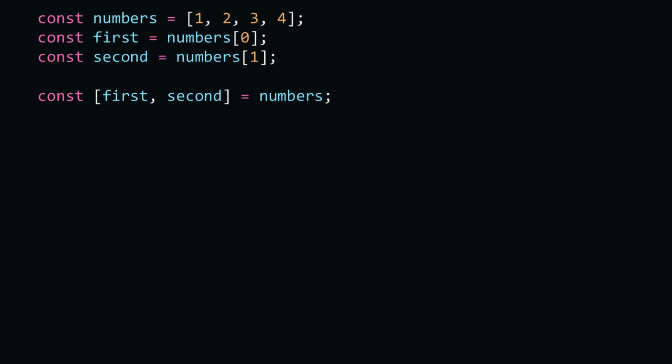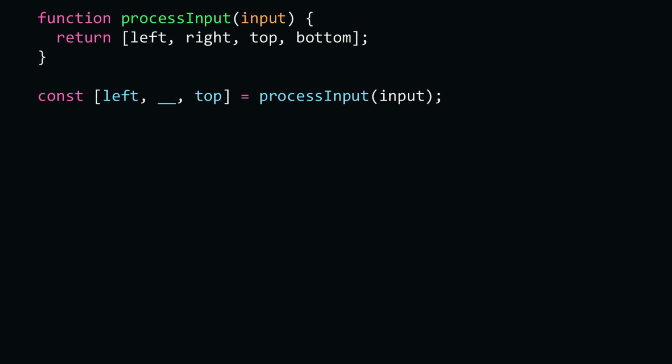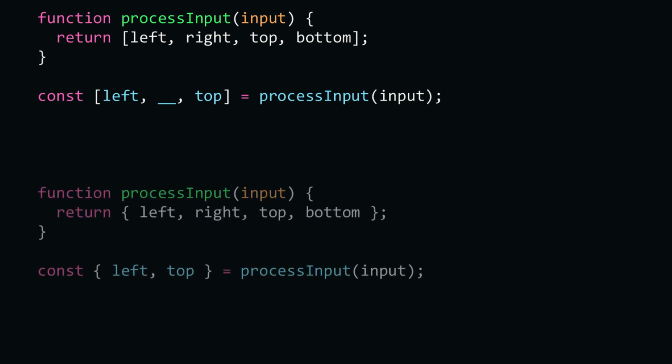Lastly, when returning multiple values from a function, object destructuring is preferable to array destructuring. This is because object properties do not have a fixed order. Consider this bad practice. The caller of this function has to remember the order of returned values. A better approach is this. With object destructuring, the order of properties is irrelevant, and the caller can easily pick only the properties they need.